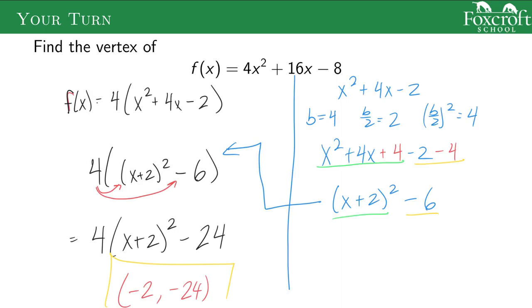All right, here's the answer I got. So the first thing, again, there's a number in front of x squared, so you have to factor that out of everything. I'm pulling out this 4 because that's the number in front of x squared. 4x squared divided by 4 just gives me that 1 that I need. 16 divided by 4 is 4. Negative 8 divided by 4 is negative 2.